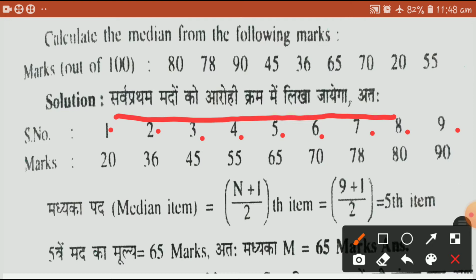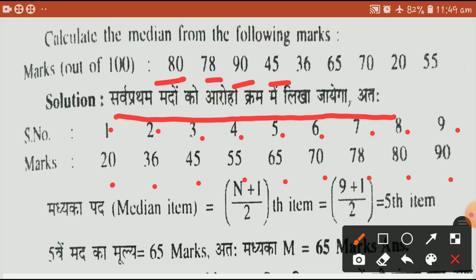Now see, in the question your marks start from 80, 78, 90, 45. There is no order. So what you have to do is arrange them in ascending order. You can arrange in both orders, ascending or descending, but according to this question the series is arranged in ascending order: 20, 36, 45, 55, 65, 70, 78, 80 and 90.